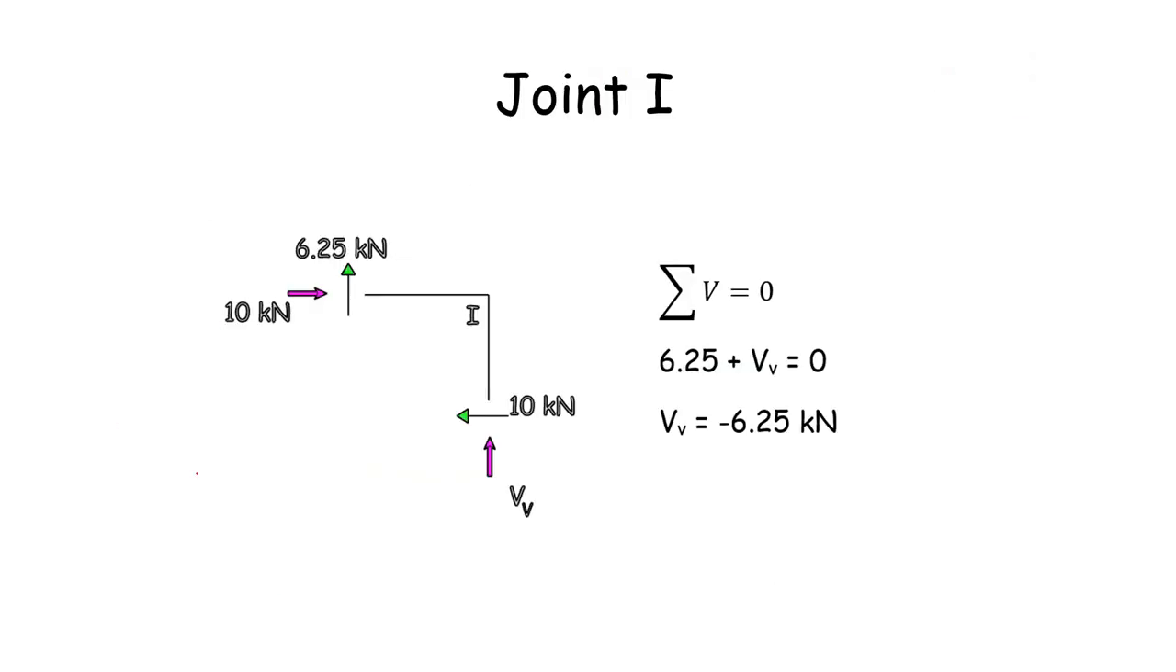Now joint I is taken. Very simple, here there is no VH, or rather you have already calculated it from the joint H, that is 10 kilonewton, the axial force in the beam. Now we have to calculate the axial force in the column. For that you apply summation of V equal to 0. From that you get VV equal to minus 6.25. It means that you have to apply the axial force in the opposite direction, and the magnitude of the axial force is 6.25 kilonewton.